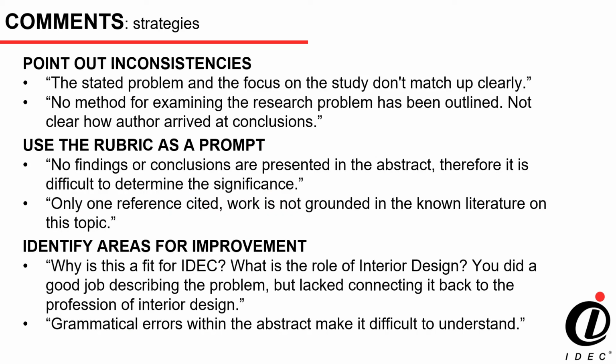Consider these as a starting point. Point out inconsistencies. Did some of the sections not align, or was there information missing? Use the rubric categories as prompts. You took the time to use the rubrics as a tool for review, so allow it to help you articulate your thoughts and why you gave the score you did. Areas for improvement: what and how could the authors improve the abstract for later submission?